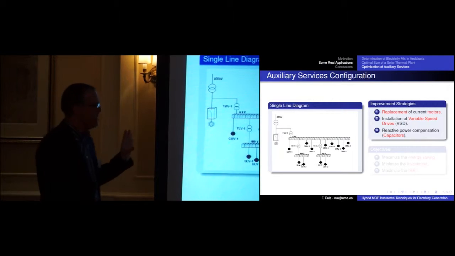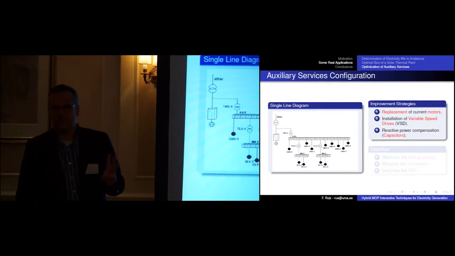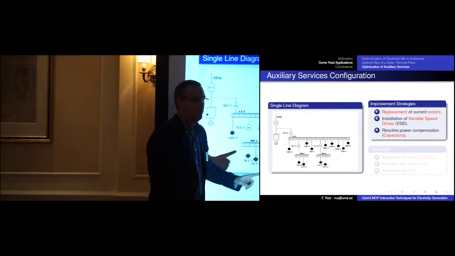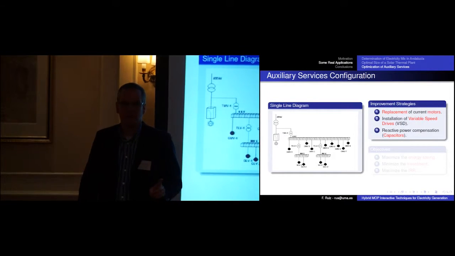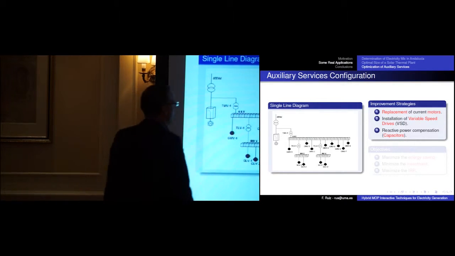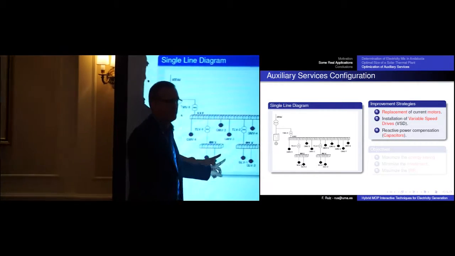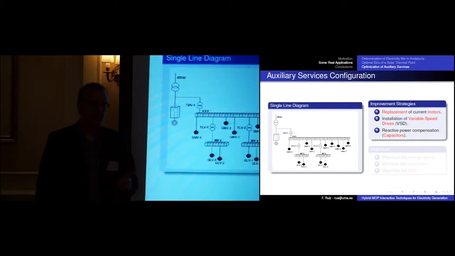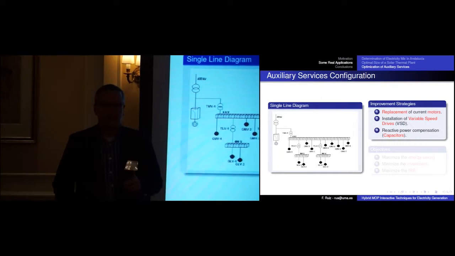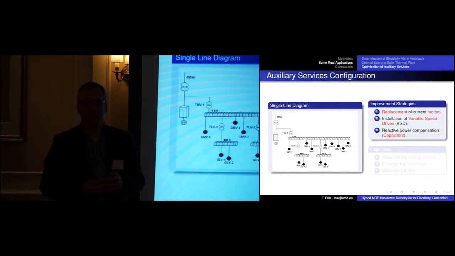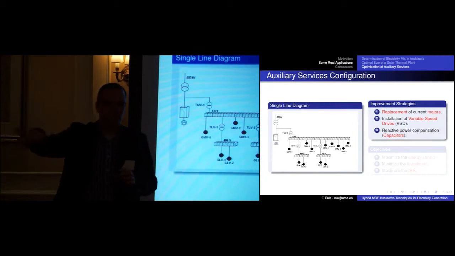And there were three possible strategies. We could replace the current motors with high efficiency motors that will consume less energy. Or we can install what they call variable speed drives at the motors. That means that the motors are presently, or were presently, working at full speed all the time, whether it was needed or not. And whatever was not needed was wasted.